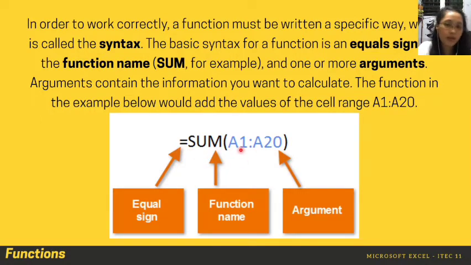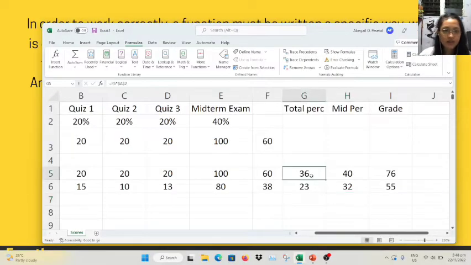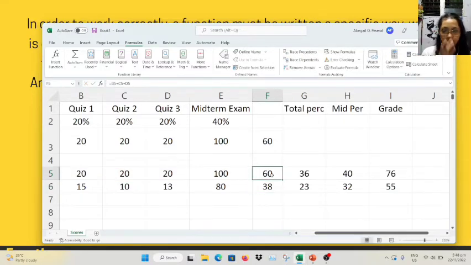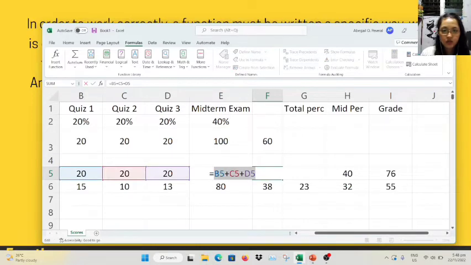Like in math problems, we also have the syntax. We have here the argument, the function name, and do not forget again the equal sign. So for the function name, we have for example sum. And for the argument, we have this one, what is inside the parentheses. Everything that is inside the parentheses is the argument. So arguments contain the information you want to calculate. The function in the example below would add values of the cell range A1 to A20. So let's say for example, we add this one and we use the addition operation. But we want to make it shorter.